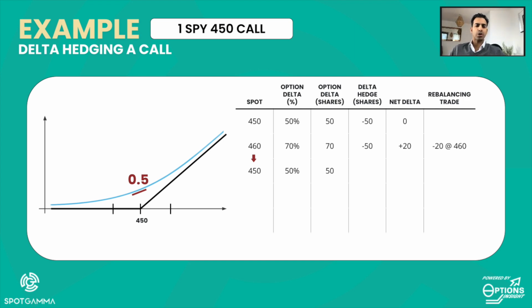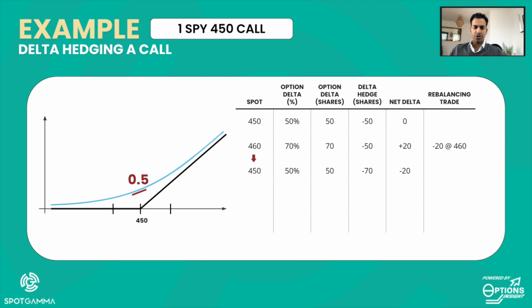But what is our delta hedge now? We had that initial delta hedge of 50 shares. We did a rebalancing trade of short 20, which now means our delta hedge is short 70. So our net delta, if we add the two positions, is 50 minus 70, which is a short of 20 shares. That's no longer delta neutral.